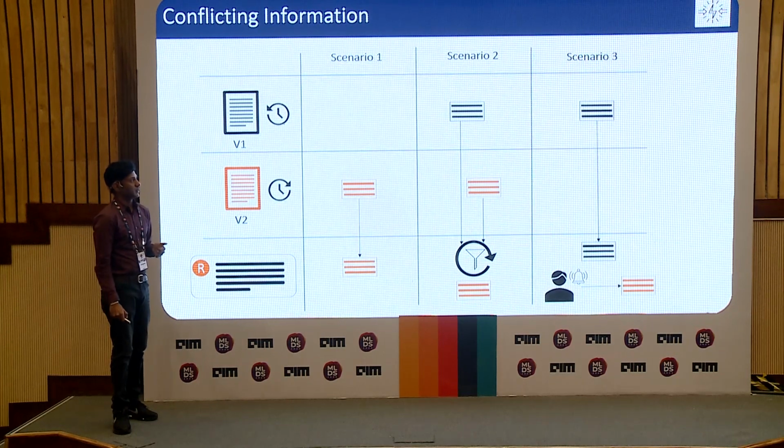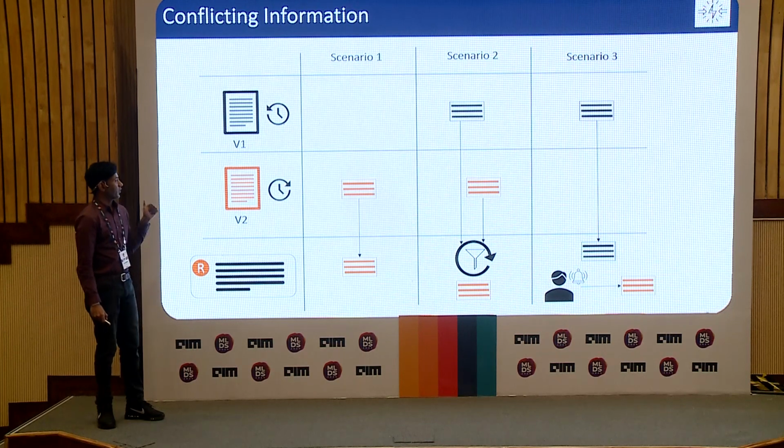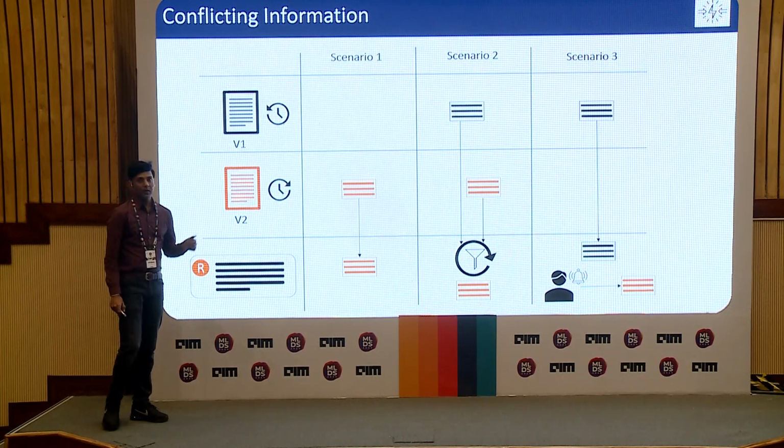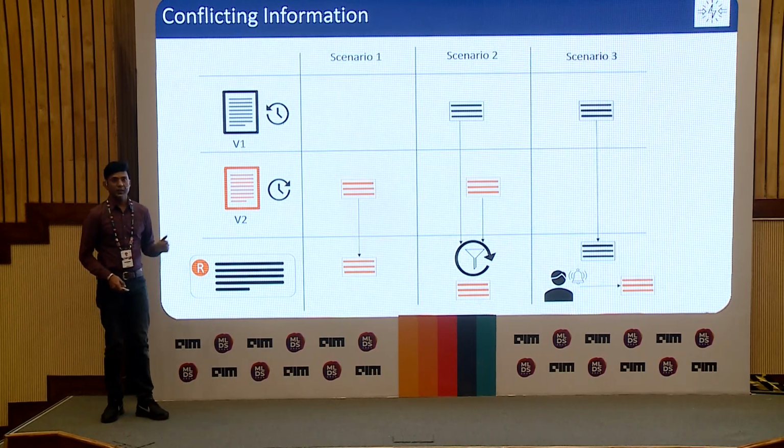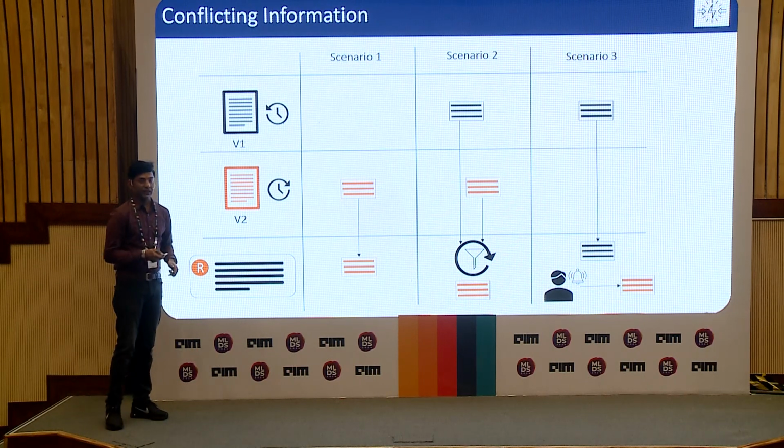The interesting part is that in scenario 3, we are only able to identify the relevant chunk from the first document, the old version of the document. In this particular case, we are notifying the user that there is a new version of the document available so that he can refer to it if required.